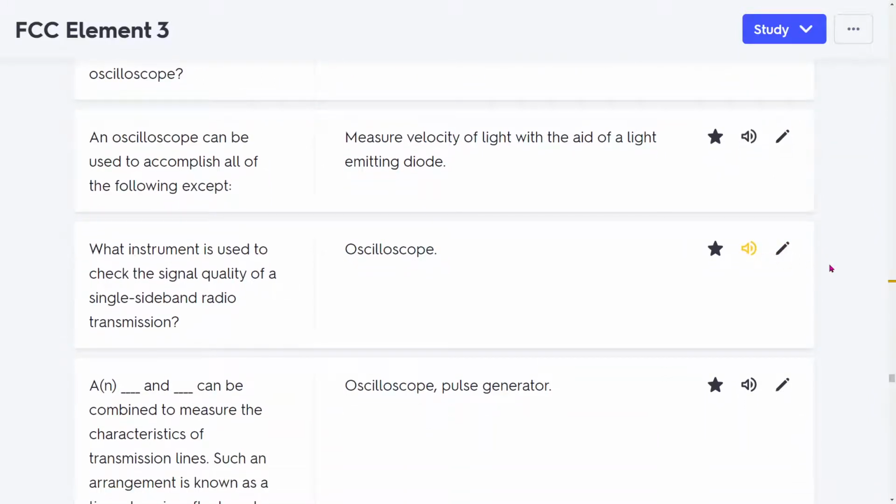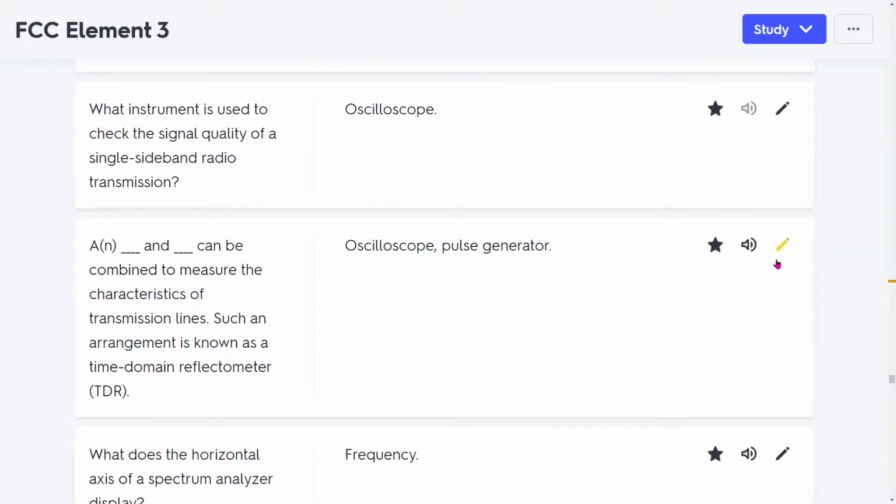What instrument is used to check the signal quality of a single sideband radio transmission? Oscilloscope. A blank and blank can be combined to measure the characteristics of transmission lines. Such an arrangement is known as a time domain reflectometer. Oscilloscope, pulse generator.